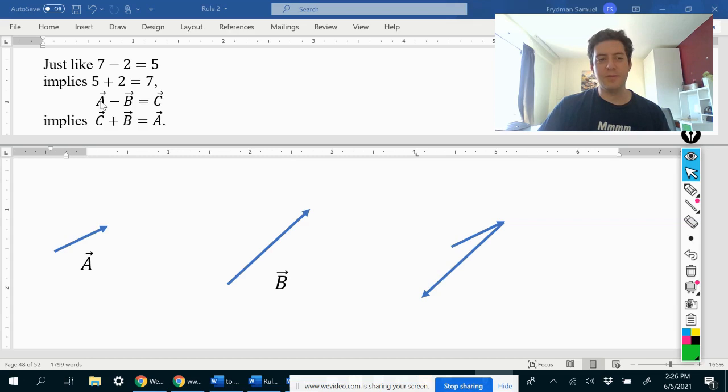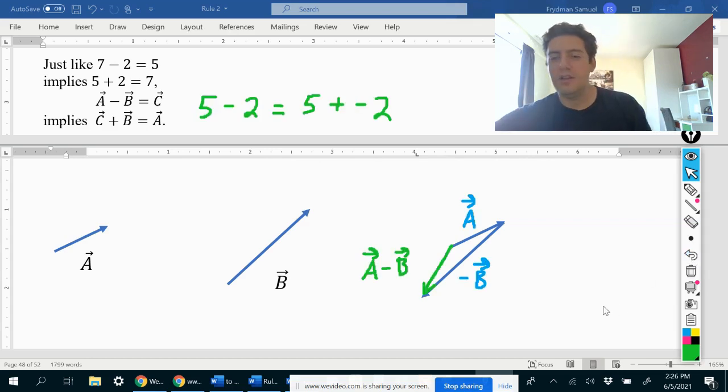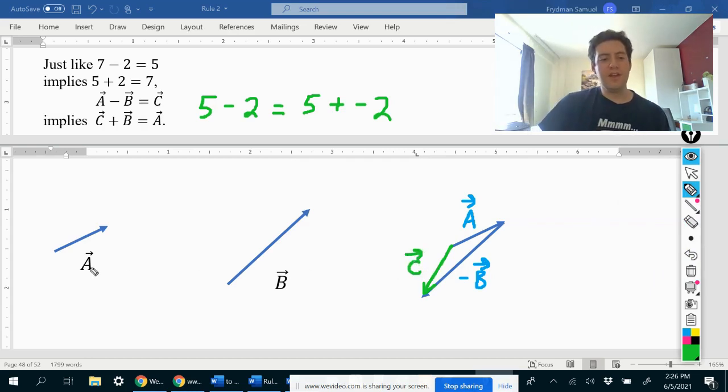Well, we can say something similar for vectors. If we know that A minus B is equal to C, okay, so let's just name this. I know that this is A minus B, but let me just rename that. I'm just going to call it C. So if I know that vector A minus vector B is equal to vector C, then it should also be true that vector C plus vector B is equal to vector A. Let's see if that actually is true. Let me keep vector C here.